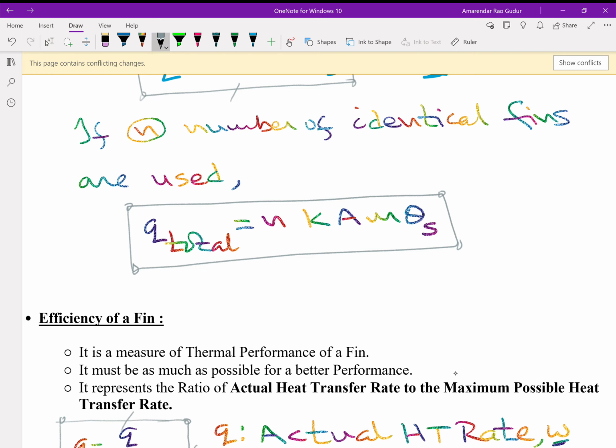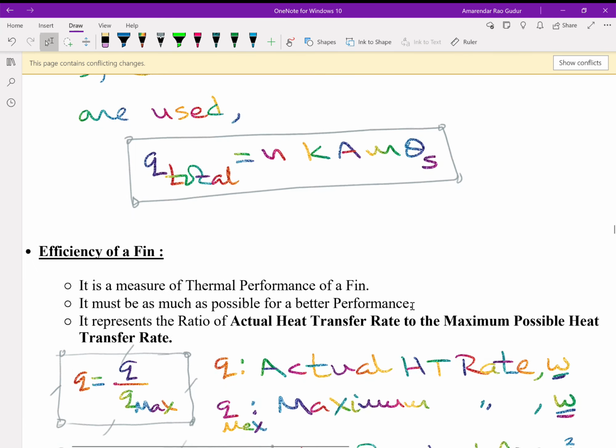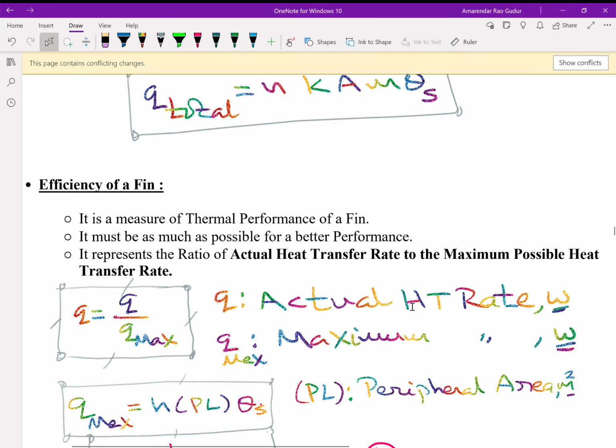You may use 10 fins or 100 fins, 150 fins, having identical characteristics. Then we will always be interested in the performance of the fins. The first performance parameter would be fin efficiency. It's a measure of the thermal performance of a fin, and obviously it must be as high as possible for better performance. Basically, efficiency represents the ratio of the actual heat transfer rate to the maximum possible heat transfer rate.